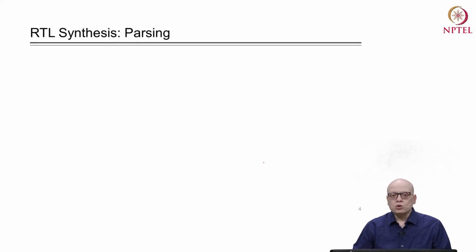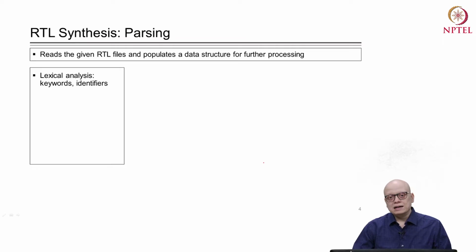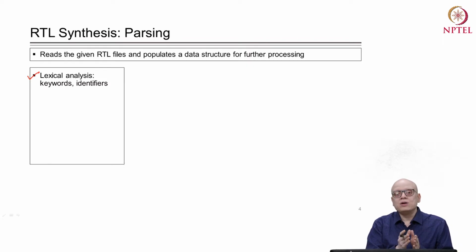Given an RTL code or a Verilog model representing an RTL, the first task done by the RTL synthesis tool is to read the given RTL files and populate a data structure for further processing. In the earlier lectures we had seen that Verilog code consists of characters, and characters can be grouped together into tokens. We have various types of tokens, for example identifiers, keywords, operators and so on. So the first task done by the tool is known as lexical analysis, which breaks down the given RTL code into various kinds of tokens, for example keywords, identifiers and so on.